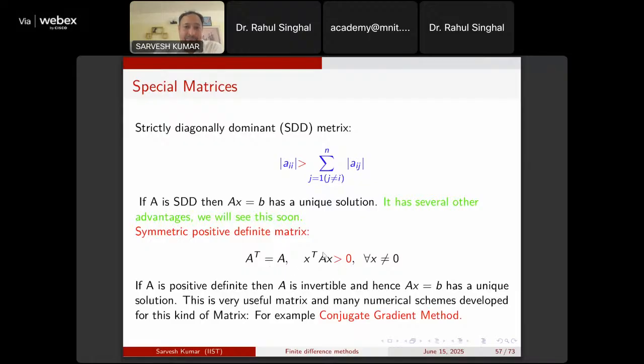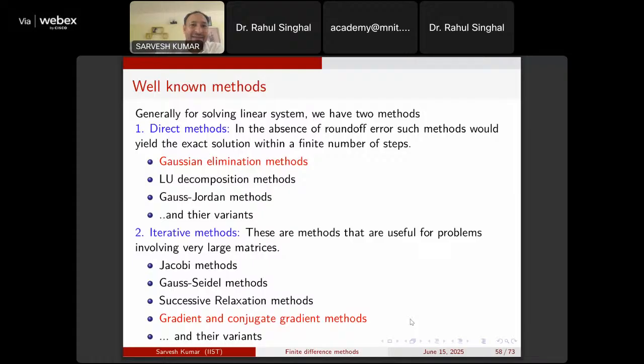So in fact, if you have a positive definite, symmetric matrix, then you can find the exact solution by a numerical method. That method is known as the conjugate gradient method. So you can get a solution as accurate as you want. That's the idea. There are some well-known schemes which you have seen, like some direct schemes and some iterative schemes.